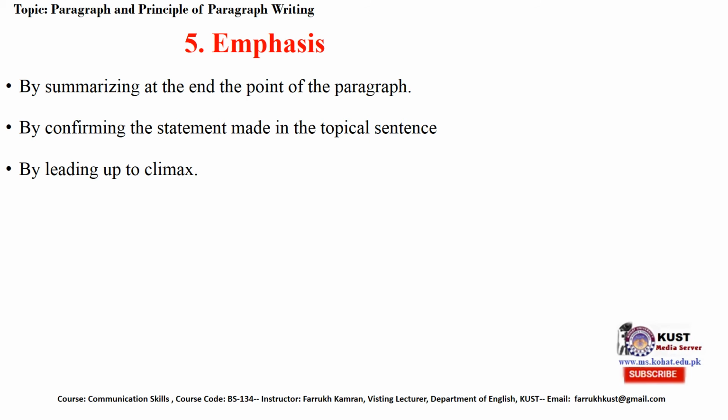But sometimes, where a series of sentences is designed to lead up gradually to a climax, a more telling effect is gained by placing it at the end. Now the question is how to bring emphasis. Emphasis can be secured in the following ways: by summarizing at the end the point of the paragraph, by confirming the statement made in the topical sentence, by making several consecutive sentences illustrate the theme, by leading up to a climax. So these are different important principles of paragraph writing. Whenever you write a paragraph, you need to apply all these principles in order to write a well-knitted paragraph.